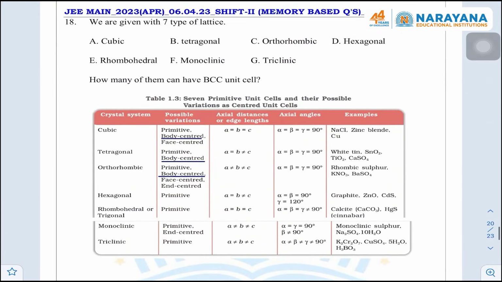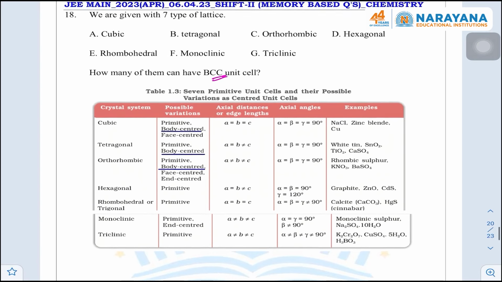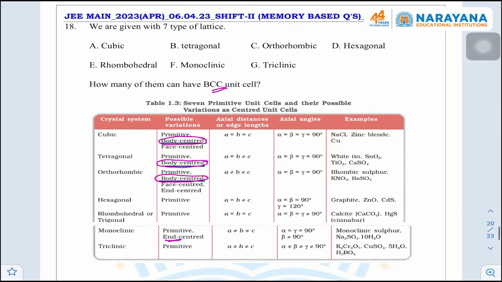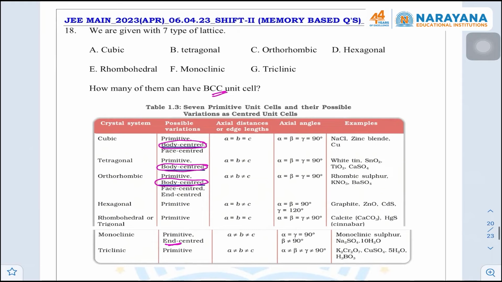Next question, this is based on solid state. Here 7 crystal systems are given. It is asked how many of them have BCC unit cell. So you can go through the NCERT, this table. We can see that cubic has body-centered unit cell. Tetragonal also has the body-centered unit cell. And orthorhombic has body-centered unit cell. Others have primitive and end-centered. End-centered is there in monoclinic. So body-centered is not there in others. So only 3 have the body-centered.